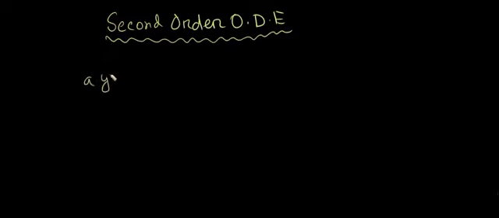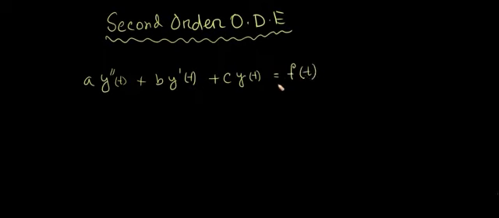Let's say a y double prime of t. This double prime means it's a second derivative with respect to t. Then b y prime of t plus c y of t is equal to some function f of t. This is the most general form.